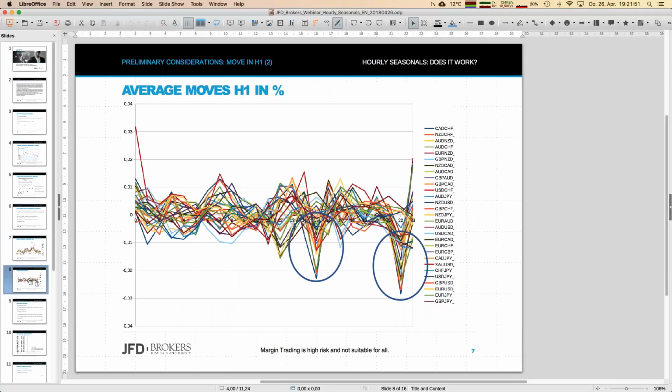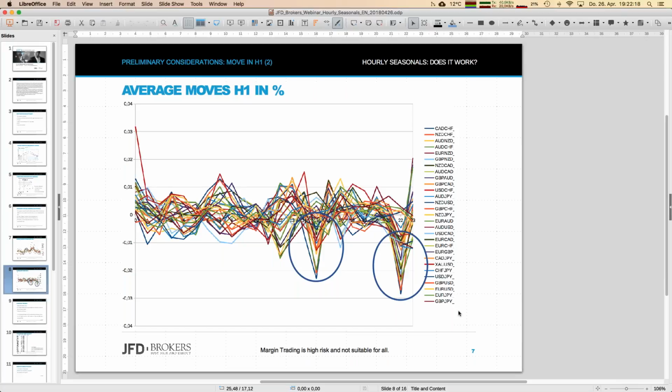But now I did the same and averaged the moves including the sign, because sometimes we have positive moves, and sometimes we have negative moves. That picture looks noisy, and the only reason I share that picture with you is that it's what I call a little bit like an artifact.